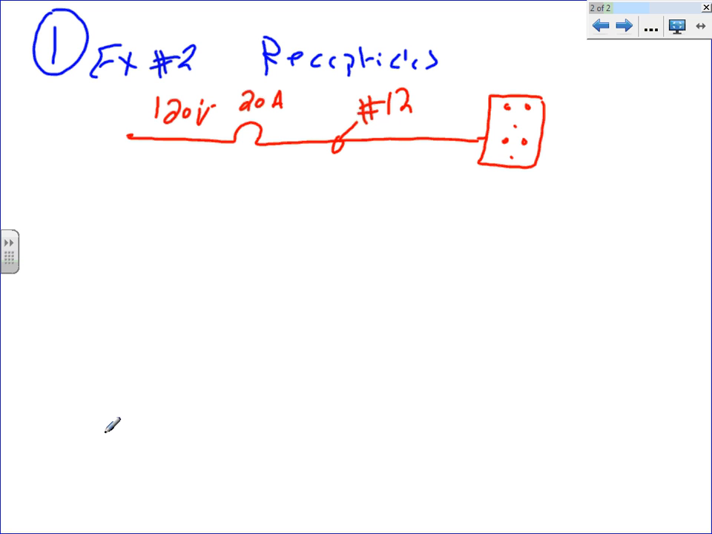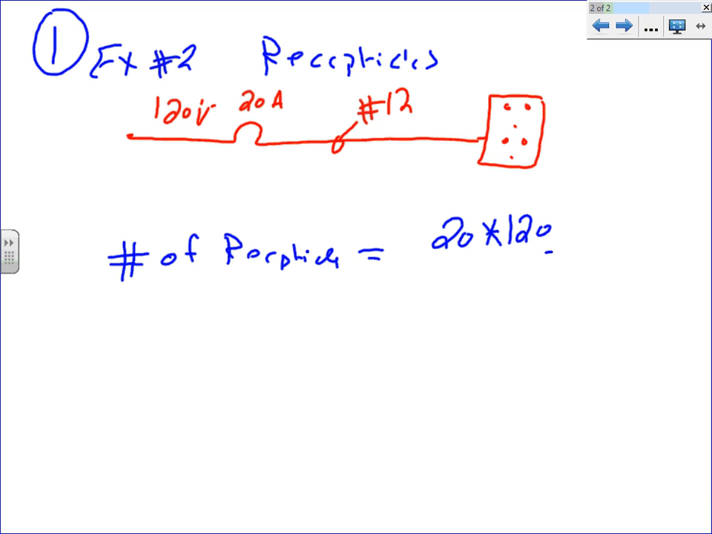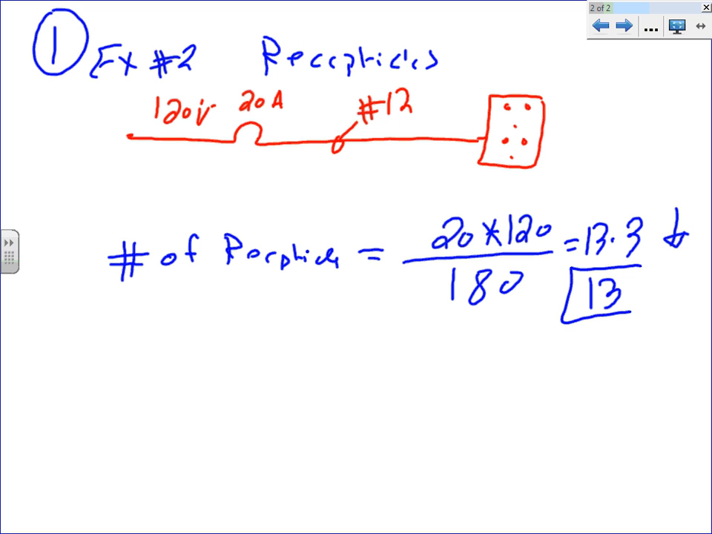So, the number of receptacles. You're going to take the 20, multiply it by what? The 120, and divide it. In a commercial building, every receptacle is assumed to consume 180 volt-amps. So that will give you how much? 13.3, and you drop down to 13 receptacles.